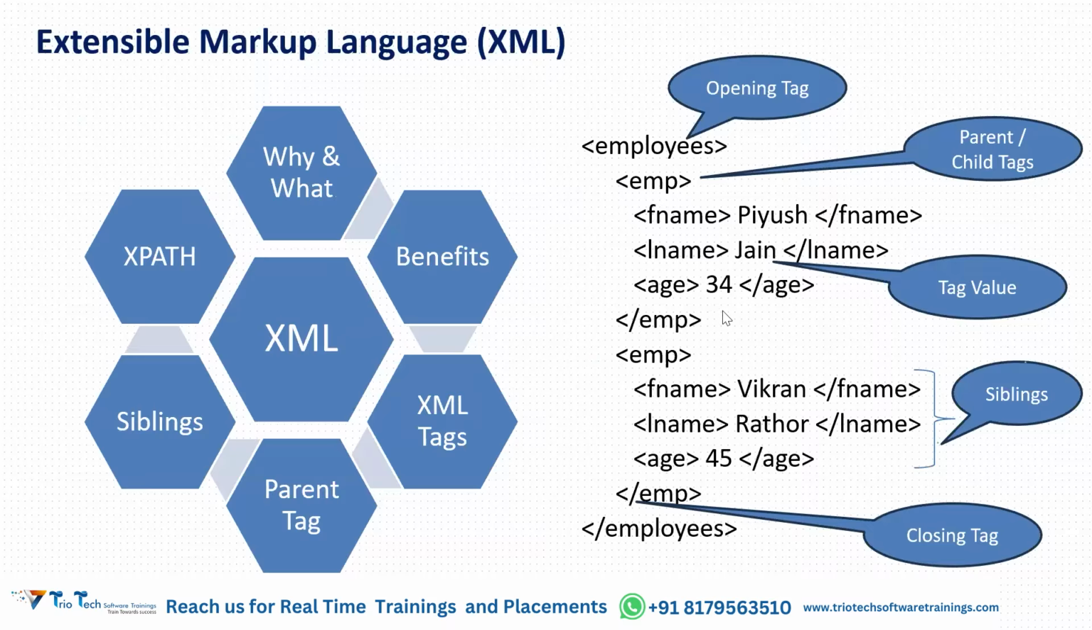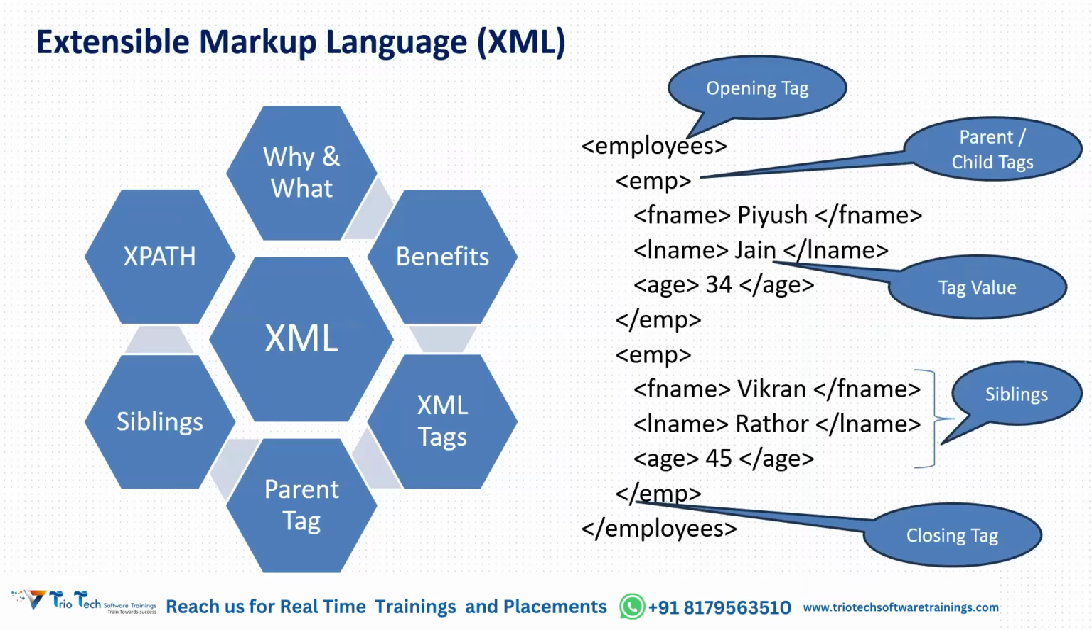So guys, this particular sample XML is a list of employees. How many employees does this list contain? It contains two employees. First one is this employee, second one is this employee. If I ask you what is the age of Piyush, you will say 34. If I ask what is the last name of the employee who has the maximum age, you will say the maximum age is 45, and the last name of the employee is Rathor.